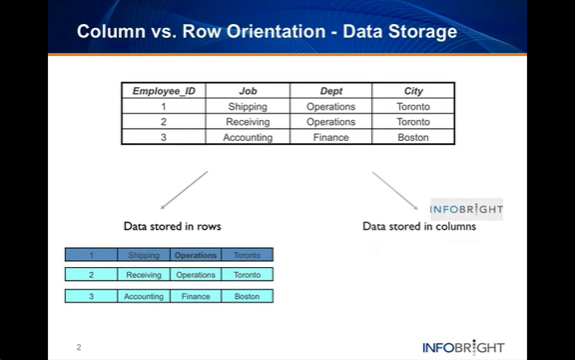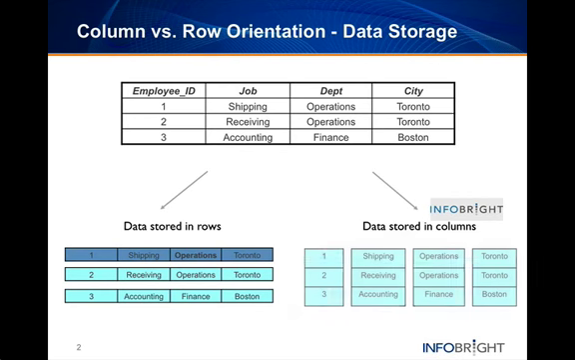The second method, which InfoBright uses, is to store data by column, so that data from each column is stored together. This means that a particular attribute, such as department, can be accessed without having to read other attributes of this row. So now I can count the number of employees within each department without having to read and sort through the rest of the data.